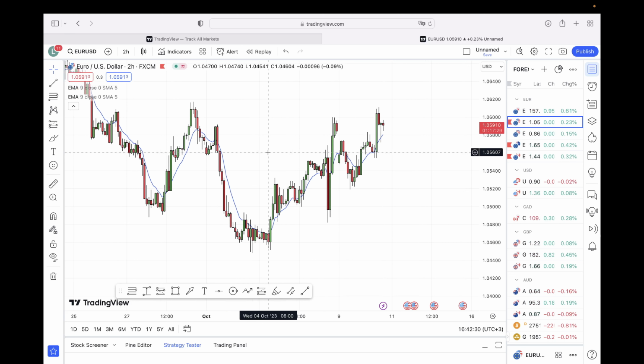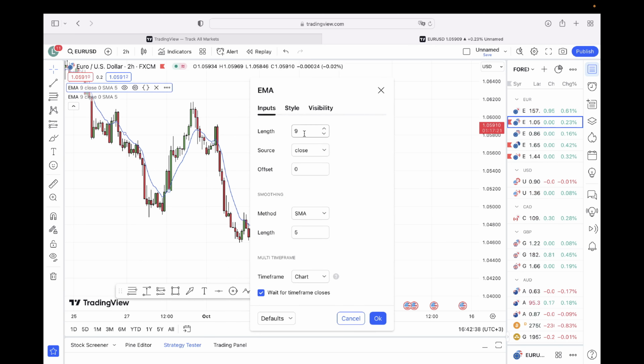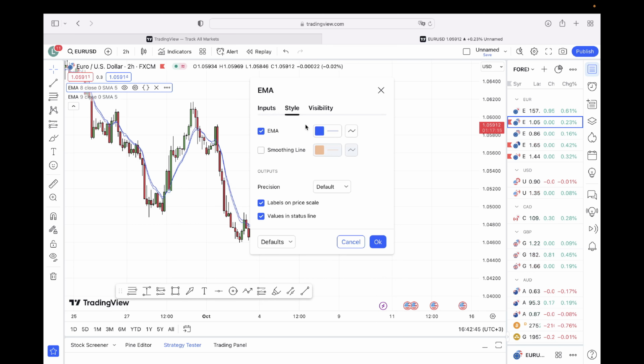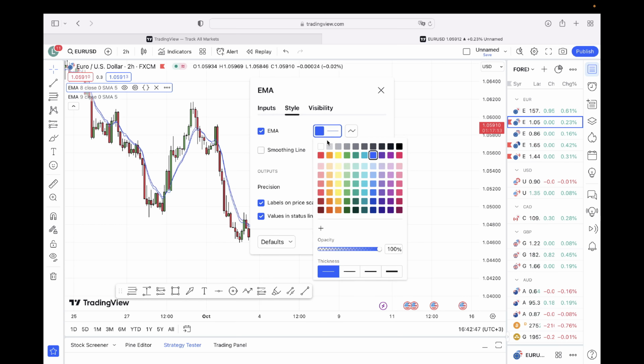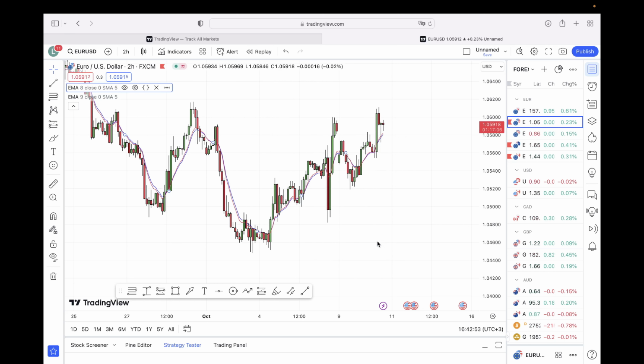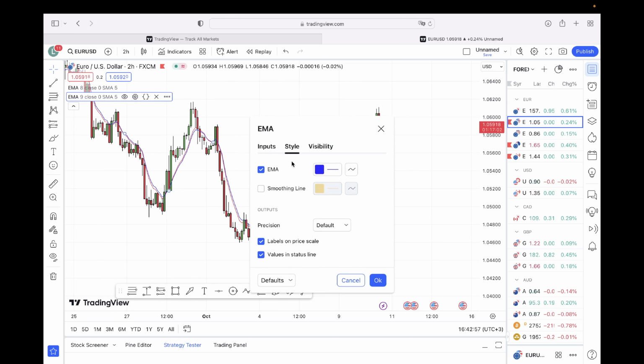So in order to set this strategy up, we first of all need to have these two exponential moving average indicators on our charts. Let's go to settings. So the first exponential moving average line, which will be shorter, should have the length of 8, and in terms of style, this will be the signal line. It doesn't matter what you choose, but I personally like it to be red because this will be a signal line.